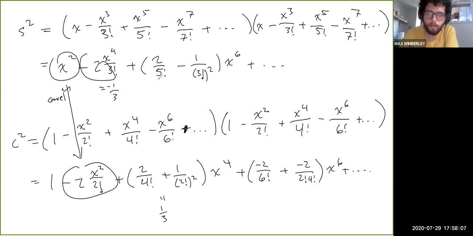And then this one, let's see, okay, so 5 factorial is 120. So 2 over 5 factorial is 1 over 60. And then minus, and then 3 factorial is 6. So this is 1 over 36, which is like, I don't want to think about that. This is like 6 times 10. This is 6 times 6.